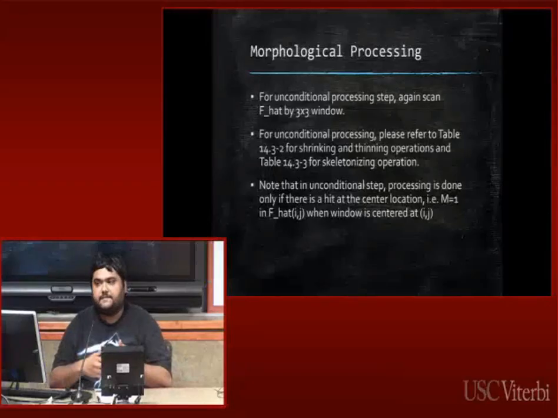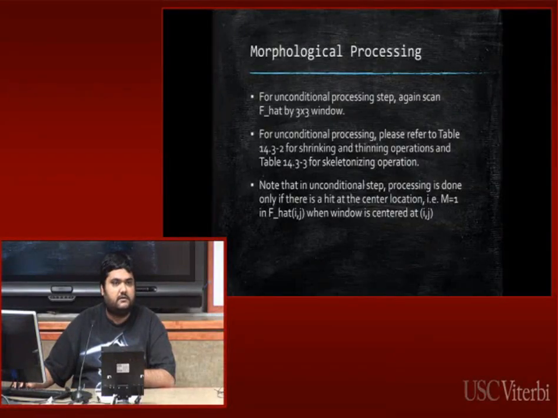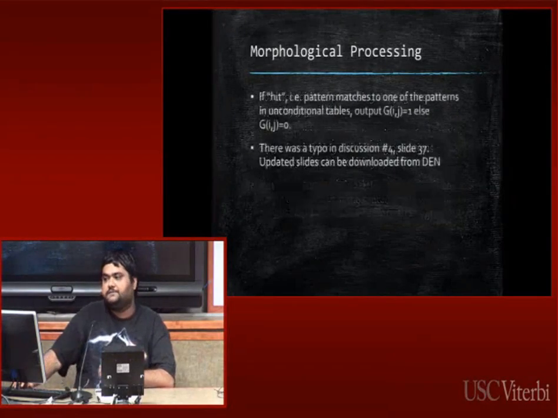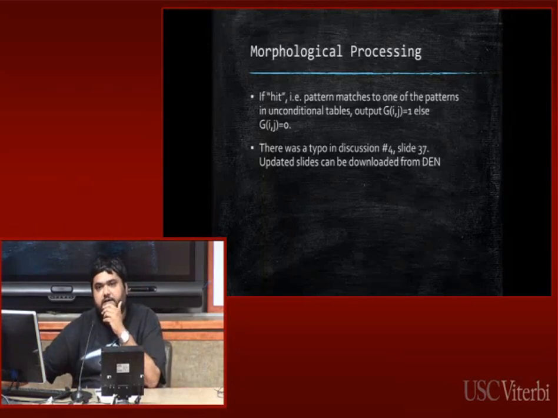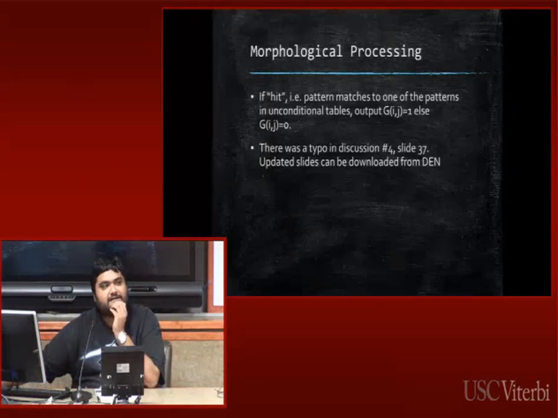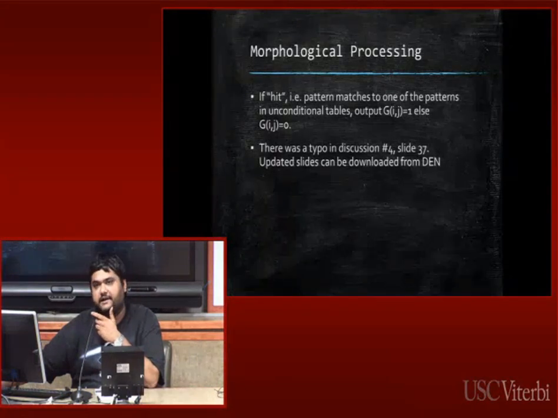For the unconditional step, as I mentioned earlier, just process if there is a 1. Make sure you're using the proper tables. There's a typo in discussion number 4, slide 37. Sanjay has already sent out an email. I'm just reiterating it because we want to make sure that you're looking at the right slides. You can download the updated slides again now.